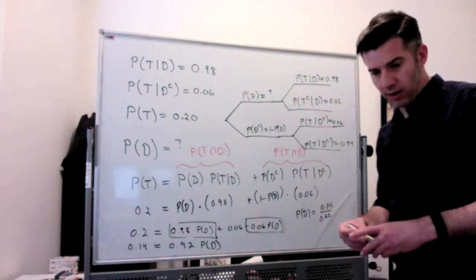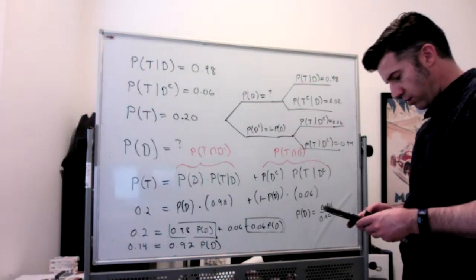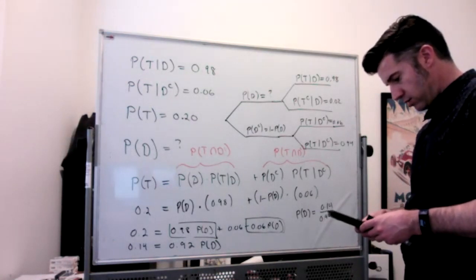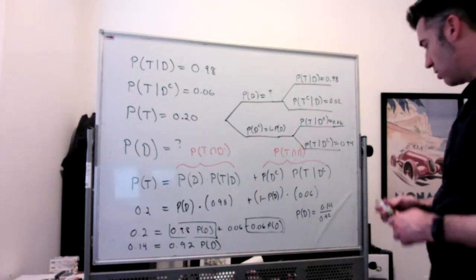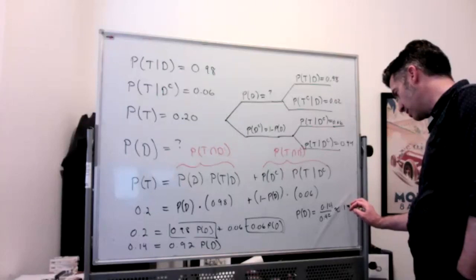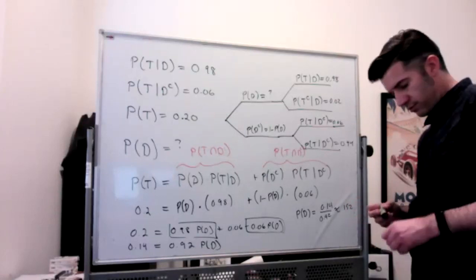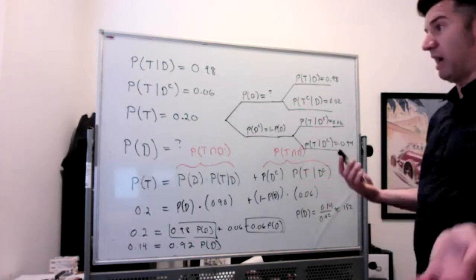And using a calculator, that's going to be, let's see, 0.14 divided by 0.92 gives us about 0.152. So about a 15% chance of having the disease. Interesting. Maybe it's not interesting. I don't know. Well, it's kind of interesting.